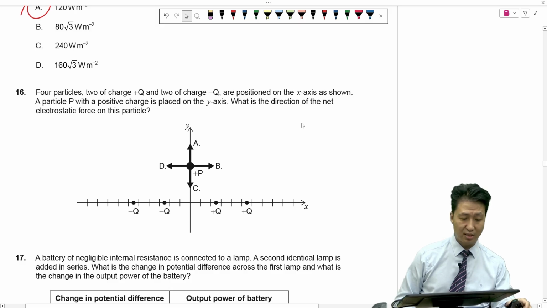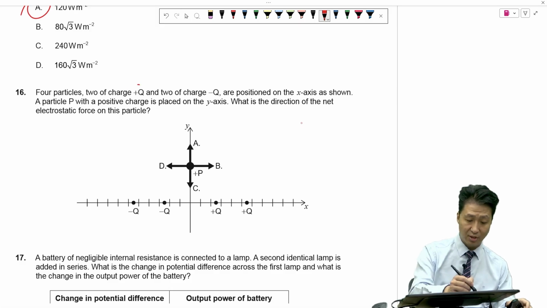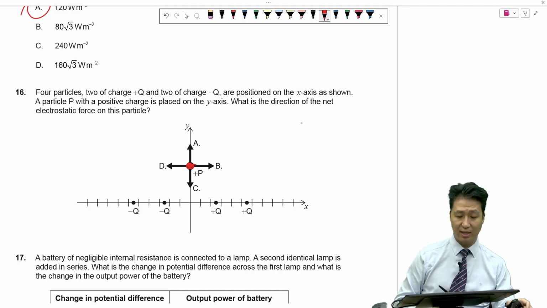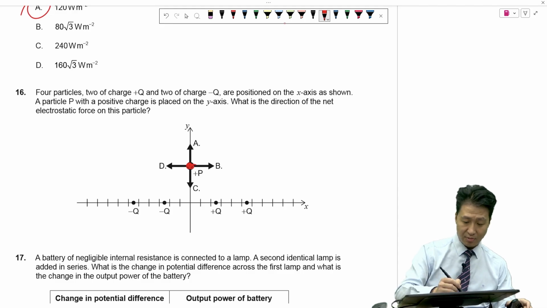Next, number 16, it says 4 particles, 2 of charge positive Q and 2 of charge negative Q, are positioned as shown at a particle P. This is called particle P, as red. It has a positive charge and is placed on the y-axis. What is the direction of the net electrostatic force on this particle? So, it's positive charge. Let's color code this. Say this positive charge, positive Q in green, is going to push it away, it repels.